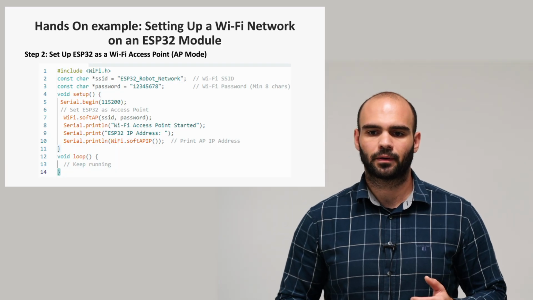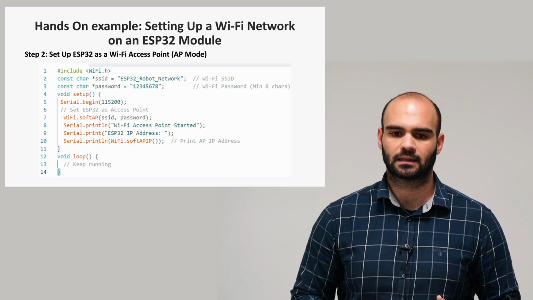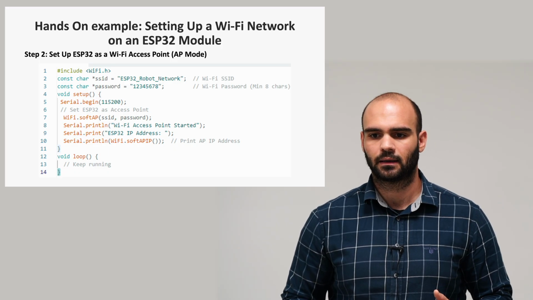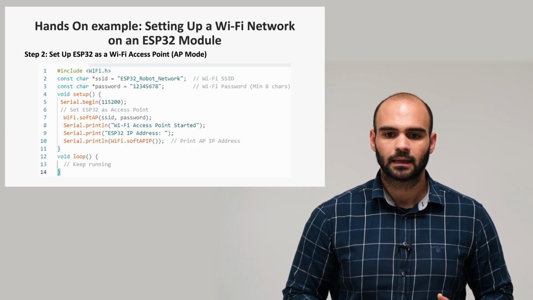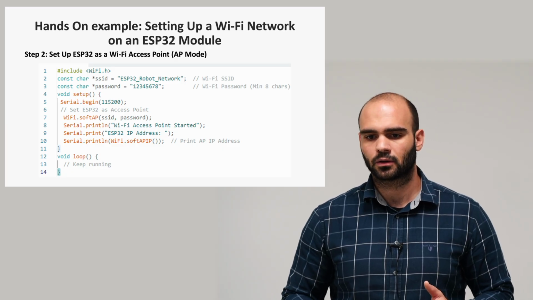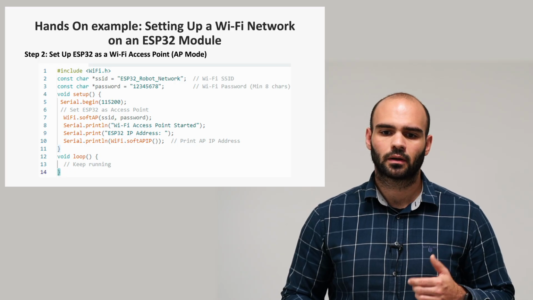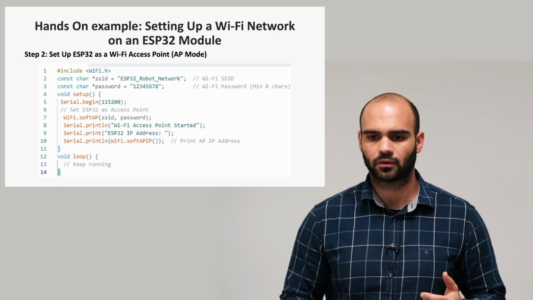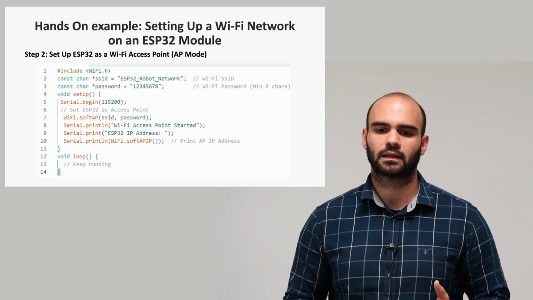In this step, we'll configure the ESP32 as a Wi-Fi access point, so it can create its own wireless network. We start by including the WiFi.h library. Then define the SSID and password for our network. Inside the setup function, we initialize the serial monitor and call WiFi.softAP with the SSID and password. This starts the access point. Finally, we print a confirmation message and display the ESP32 IP address, so other devices can connect directly to it.